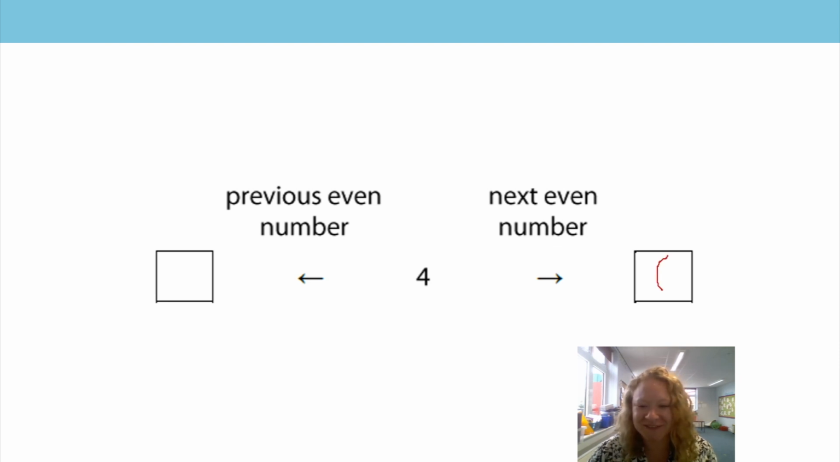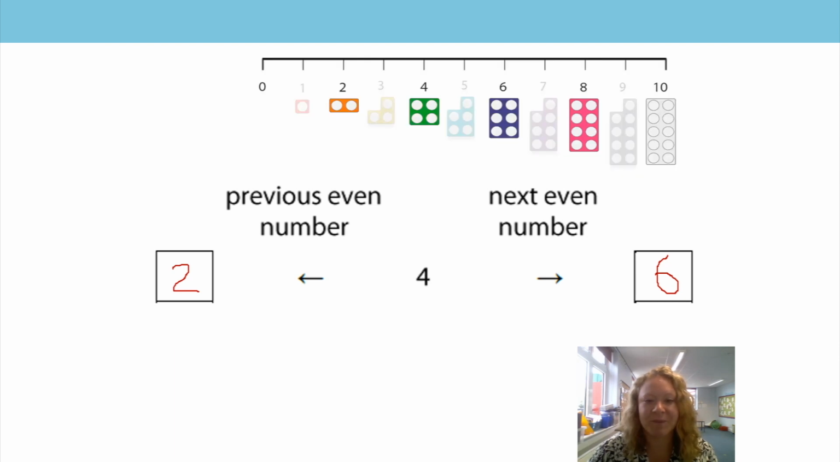Well done. Okay, and then the one that comes before 4. Not just the number before 4, because that is 3, but the number before that is 2. Well done. Let's double check again. Here is our number 4. Our next even number jumps past the 5 and is our number 6, and our previous even number jumps past the 3 and is the number 2.